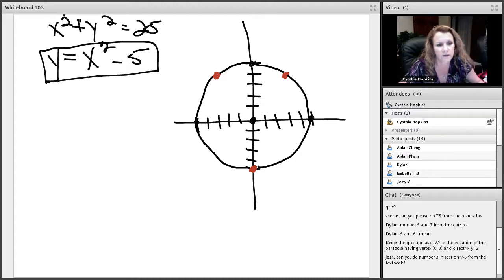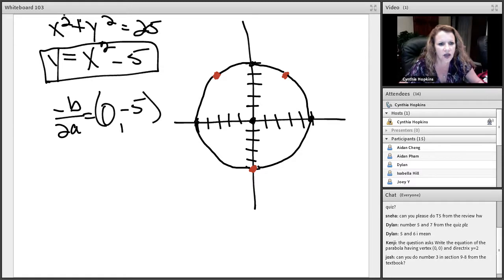to open up. Okay, so I'm going to do negative b over 2a like I always do to find my vertex, but my b is 0. And so I get 0. That happens to be the x coordinate of my vertex. When I go to plug it in, I plug it in for x, and I get y equals negative 5. So (0, negative 5) is the vertex of my parabola.